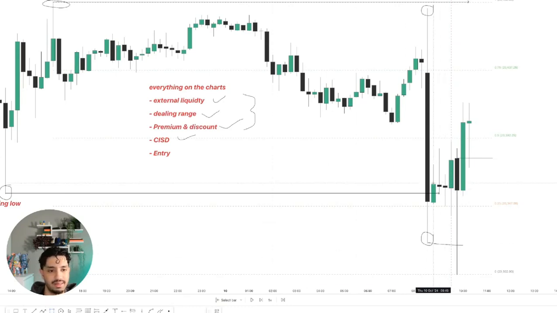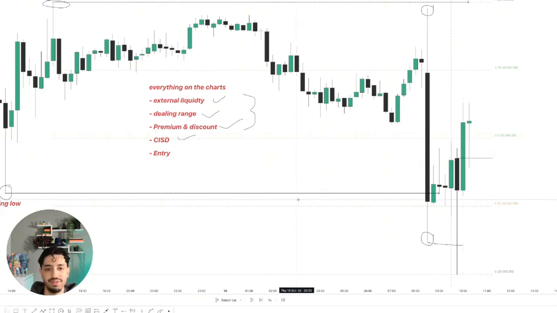So I'm neglecting these two down close candles. Why am I neglecting them? Because they don't have a lot of volume in them. So they're just very small candles. I like to look at beefier candles. So this is the beefiest down close candle. Once we close above right here and we close above 50%, this represents a change in the state of delivery.